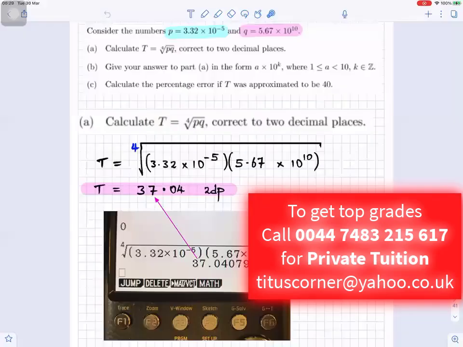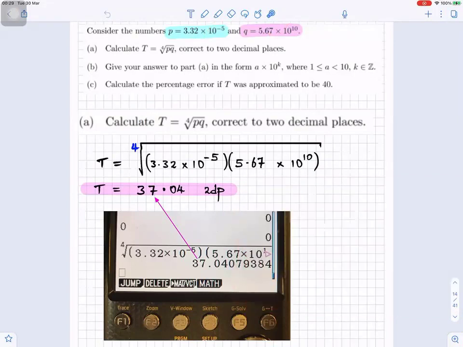So this is going to be a straightforward substitution. I've highlighted P there, I've highlighted Q. So in your calculator, you would put P in brackets and Q in brackets. And don't forget the fourth root. So you use this button on your calculator that looks like that. And that will give you 37.04 to 2 decimal places. I've done it here. You can see in the calculator it gives 37.0407. But to 2 decimal places, 37.04.